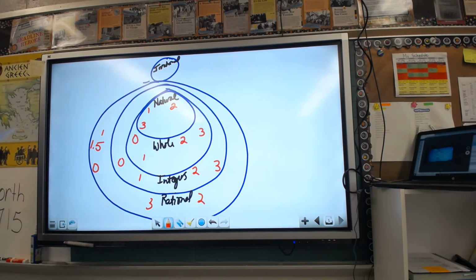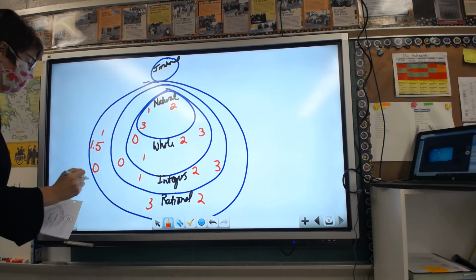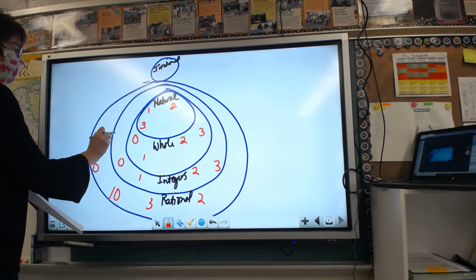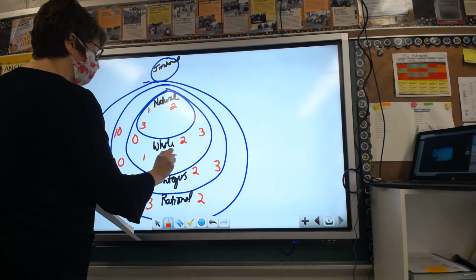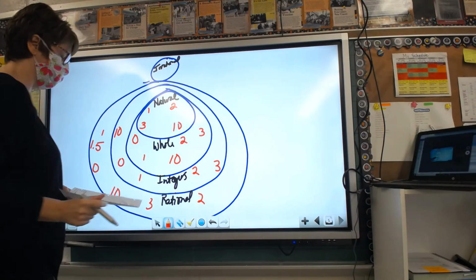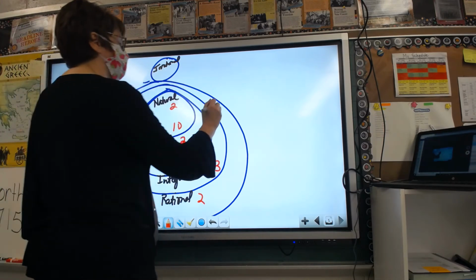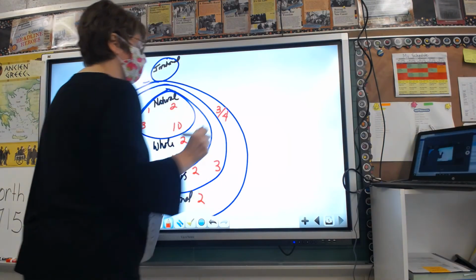10. Rational. Well, it's definitely rational. So if it's rational, can I go backwards? Is 10 an integer? Yes. Is 10 a whole number? Yes. Is 10 a natural number? Yes. How about 3/4? Three fourths. It's a rational number. It is a rational number, so 3/4 is rational, okay?